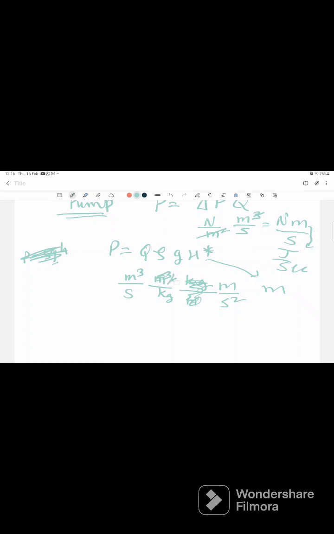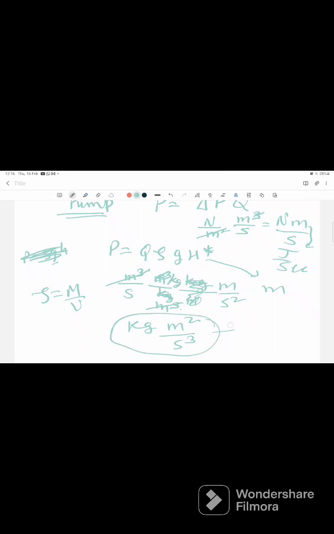No, this is kilo per meter cube. Density, mass upon volume. Okay. So meter cube, kilometer square by second cube.